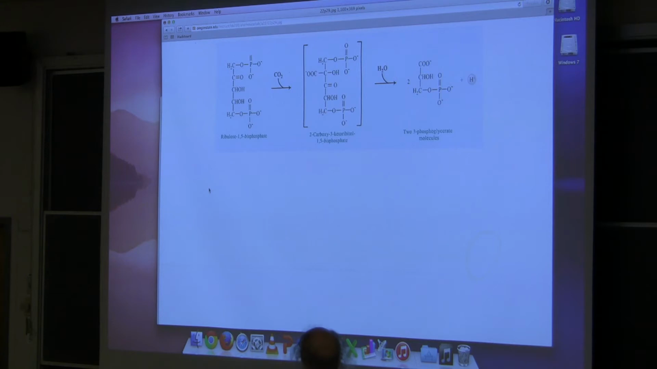Here's that fixation reaction. Fixation is what we call the process of pulling carbon dioxide out of the air. We say that carbon dioxide is fixed, meaning it's linked to something else. And here's the something else it's linked to. No, you don't need to know the name or the structure of that. But you should know that the products are 2 molecules of 3-phosphoglycerate. Those are what people refer to as the first products of the Calvin cycle.